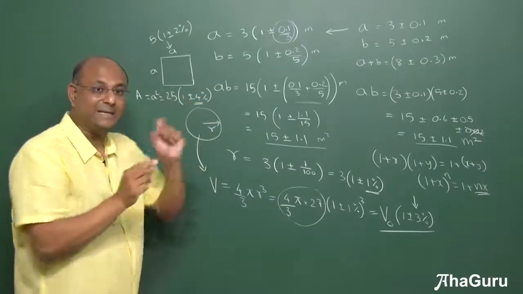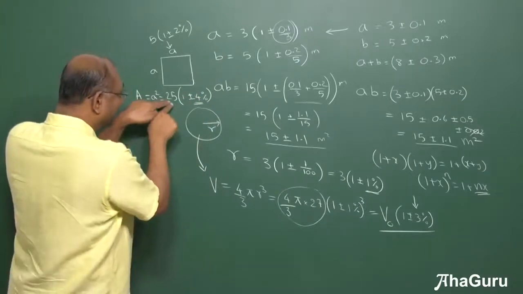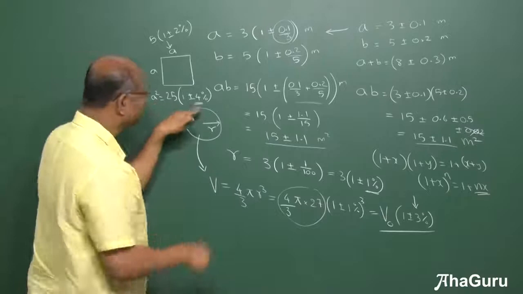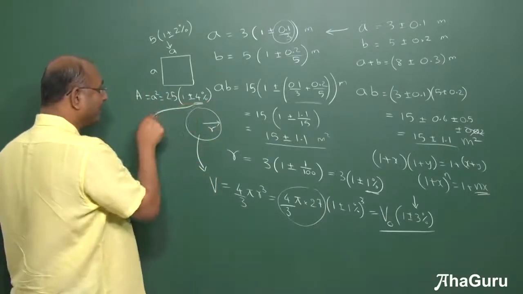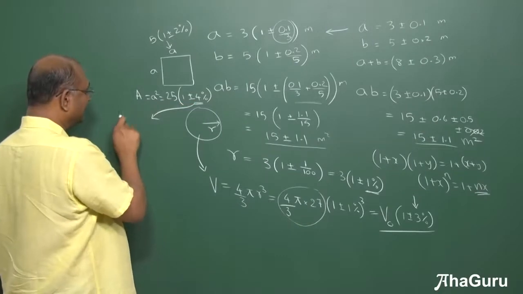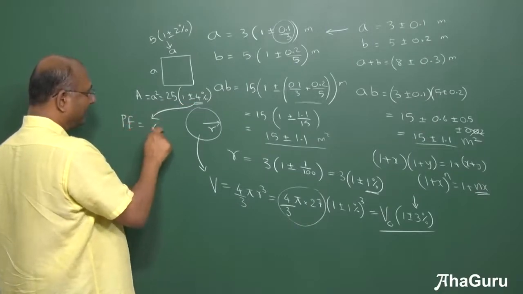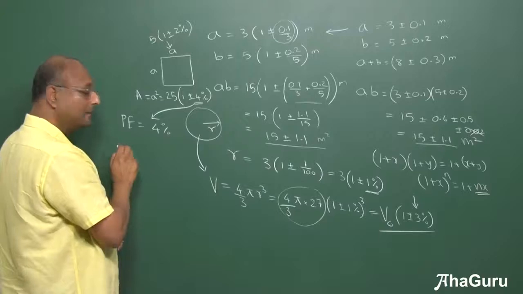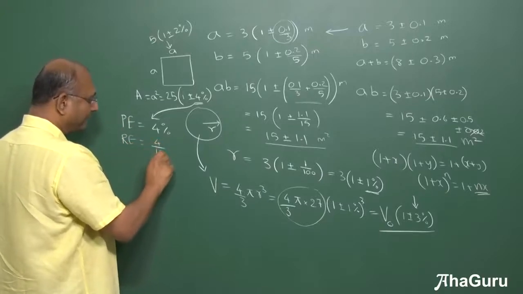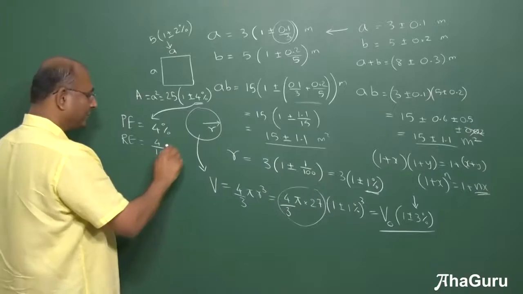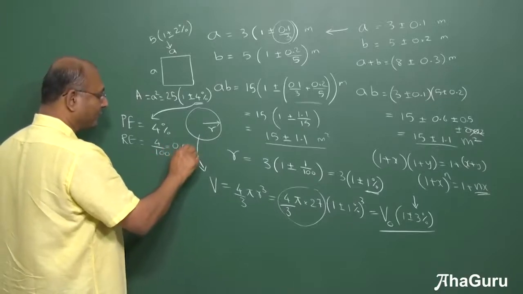So what is the percentage error in the area? What is the value of the area? 25. What is the error in the area percentage wise? 4%. It is 4% of what? Now suppose somebody says, so this is percentage error, 4%. Suppose I want relative error. What is relative error? 4 by 100. Okay, so relative error is 0.04.